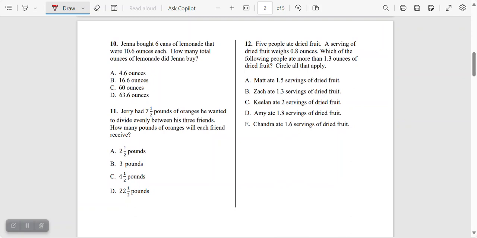Number 10, Jenna bought 6 cans of lemonade that were 10.6 ounces each. How many ounces of lemonade did Jenna buy? So this is division, excuse me, this is multiplication. 10.6 times 6. Remember, when you're multiplying decimals, we just line the digits up on the right-hand side. 6 times 6 is 36. 6 times 0 plus 3, 6 times 1. No, I don't have to do another row. We want to go in one decimal place, so she has 63.6 ounces.